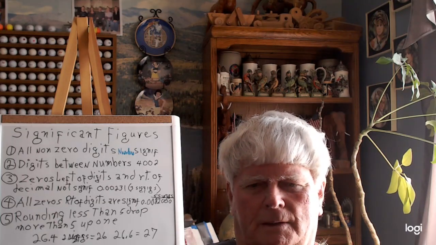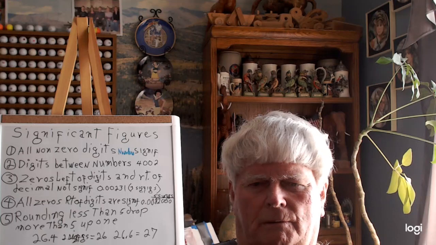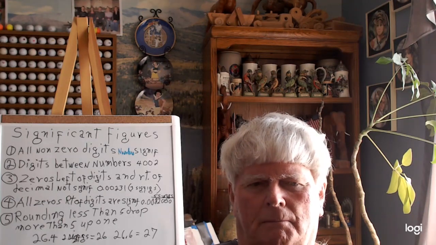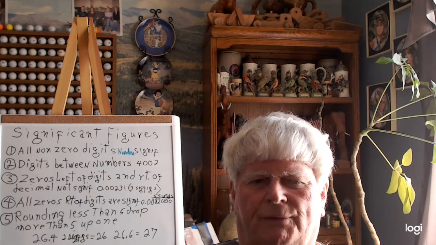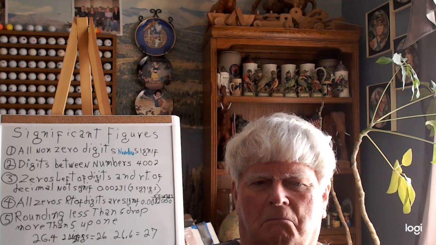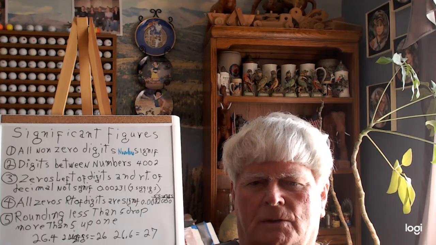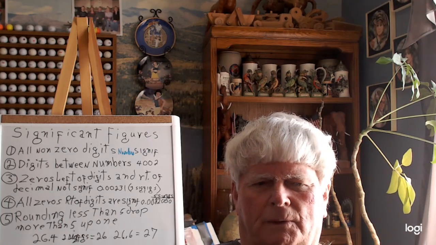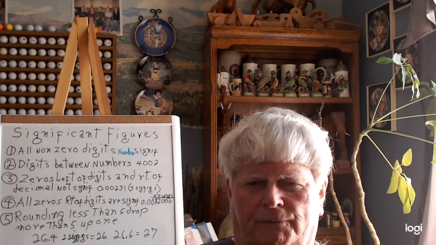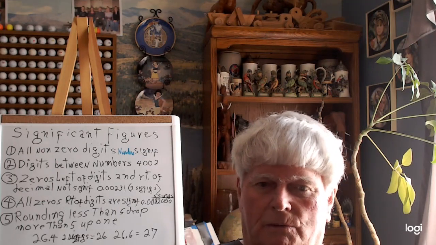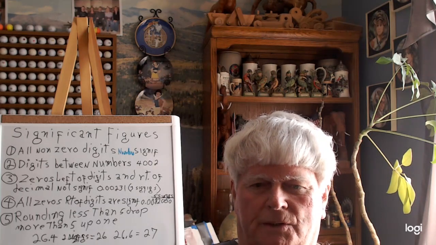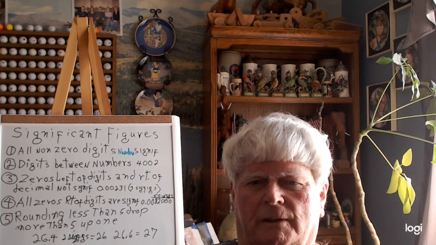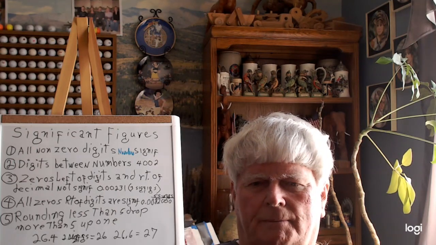Now, rounding this is just like you learned in grade school. If it's less than 5, drop it. If it's more than 5, raise it 1. For instance, you got 26.4 for 2 significant figures. Your answer would be 26. If it's 26.6 for 2 significant, it would become 27.